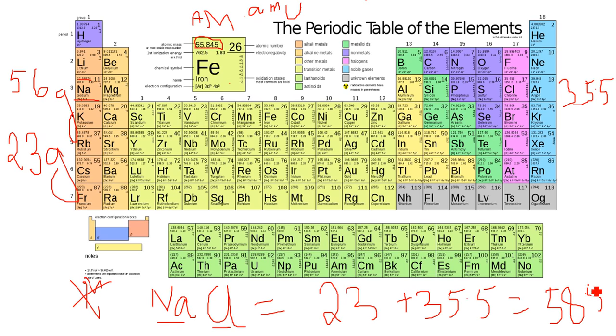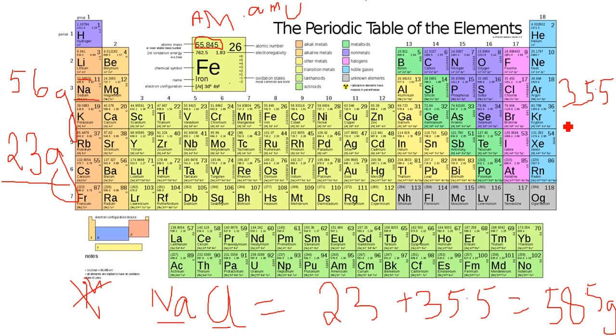What does this mean? What do I mean when I say molar mass? I'm talking about the mass or the amount of substance of that particular element in 1 mole. For example, if I tell you, go to the lab and get me 1 mole of sodium, you're going to go and weigh me out 23 grams of sodium. If I want 1 mole of chlorine, I'm going to need 35.5 grams of chlorine.